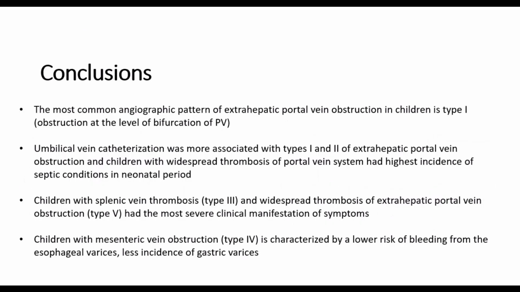In conclusion, the common angiographic pattern of extrahepatic portal vein obstruction in children is type 1, obstruction at the level of the bifurcation of the portal vein. Umbilical vein catheterization was more associated with type 1 and type 2 patterns, whereas children with widespread thrombosis had the highest incidence of septic conditions in the neonatal period. Children with splenic vein thrombosis and widespread thrombosis of the portal vein had the most severe clinical manifestation of symptoms, and children with mesenteric vein thrombosis, the type 4 pattern, are characterized by a lower risk of bleeding from esophageal varices and less incidence of gastric varices on GI endoscopy.